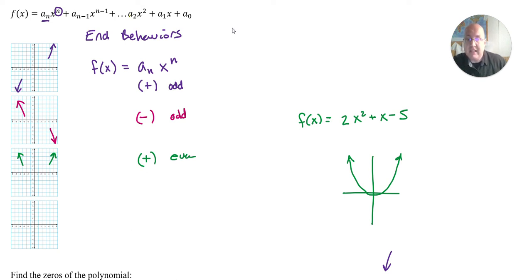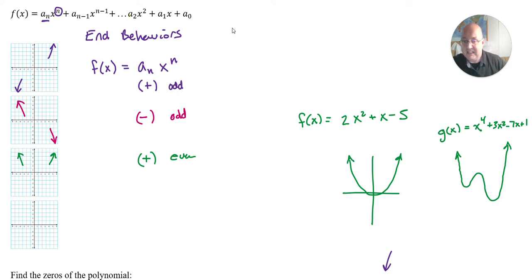Now, if it was, let's say, g of x equals x to the 4th power plus 3x squared minus 7x plus 1, whatever, then that would go up to the left, and then it might come down, and it might go up again, then it might come down some more, and then it might go up again, but it's going to go up to the left and up to the right. So that's the pattern that we're going to look for.